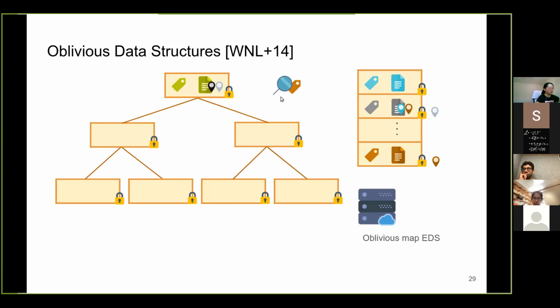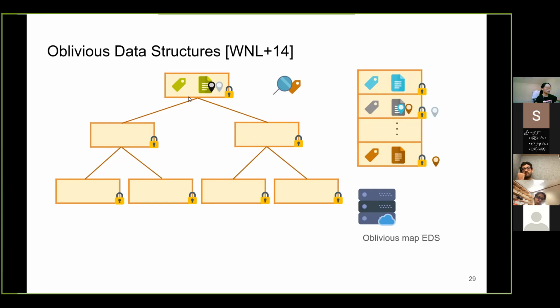So suppose we are finding the brown query tag here, starting at the root node. At the root node, we first compare the brown tag with the green one, and if we find it is larger, we will go to the right path.